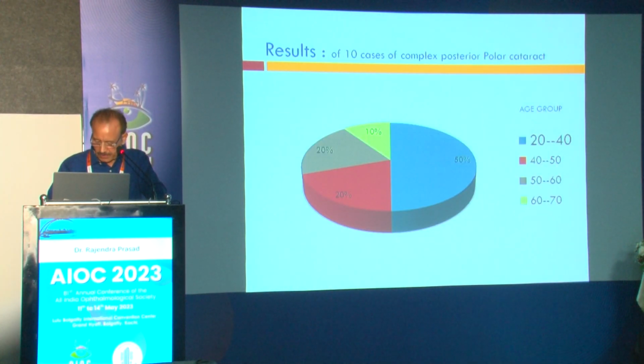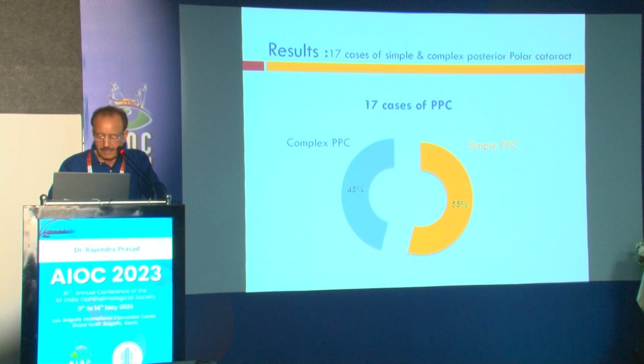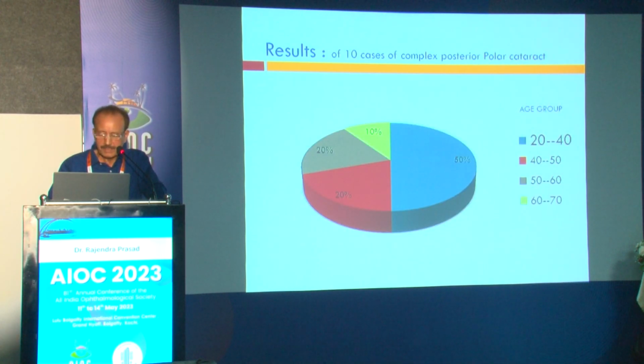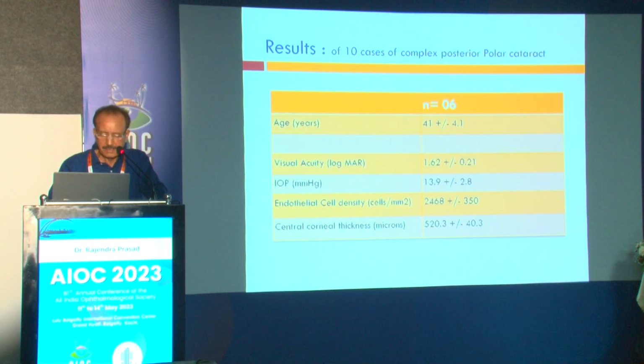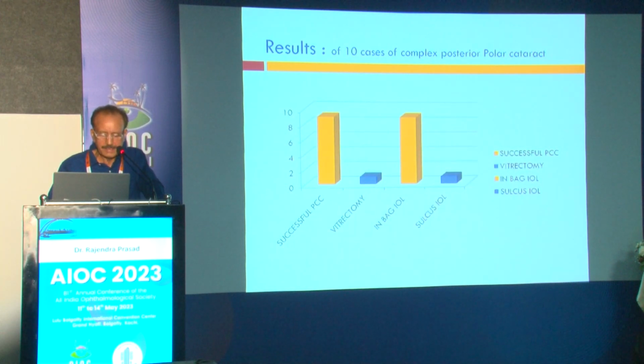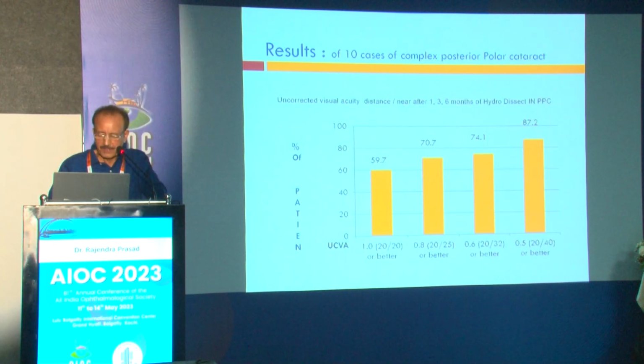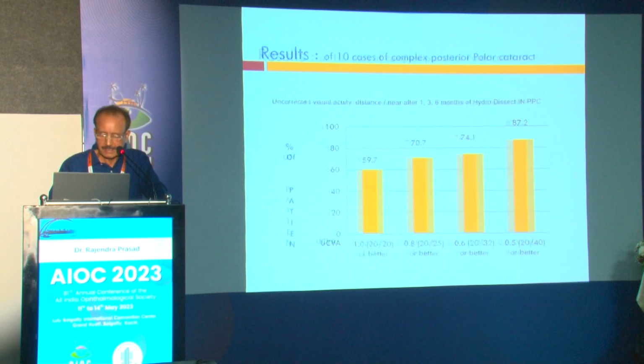So most of these cases were in the age group of 20 to 40, because this is the time when these cases would present with clinical symptoms. With the clinical symptoms for the surgery they would come, and these are the parameters we recorded, and the results, as you can see here, we could do successful PCC in almost 90% of the cases, and we have been able to put in the bag IOL in 90% of the cases. And the vision recovered almost 20/20 in 60% of the cases, and 20/40 in almost 90% of the cases.